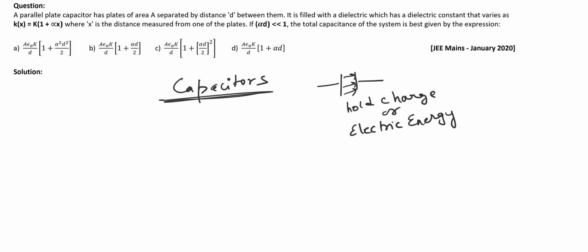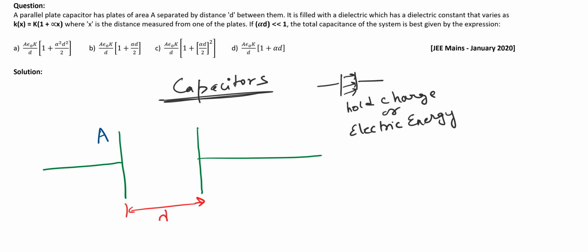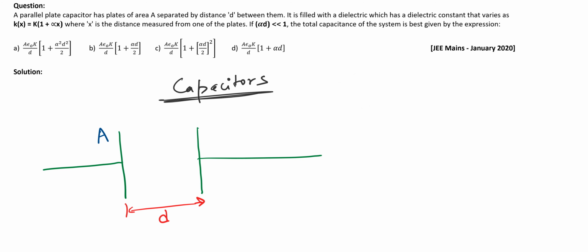So we have a capacitor. Let's draw this. This is our capacitor. The area of the plates of the capacitor is A, and the distance between the plates is d. So this is the area and this is the distance between the plates.